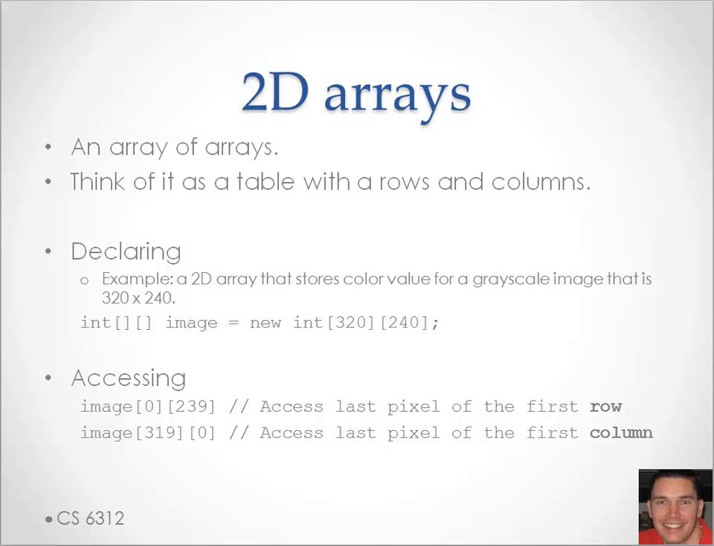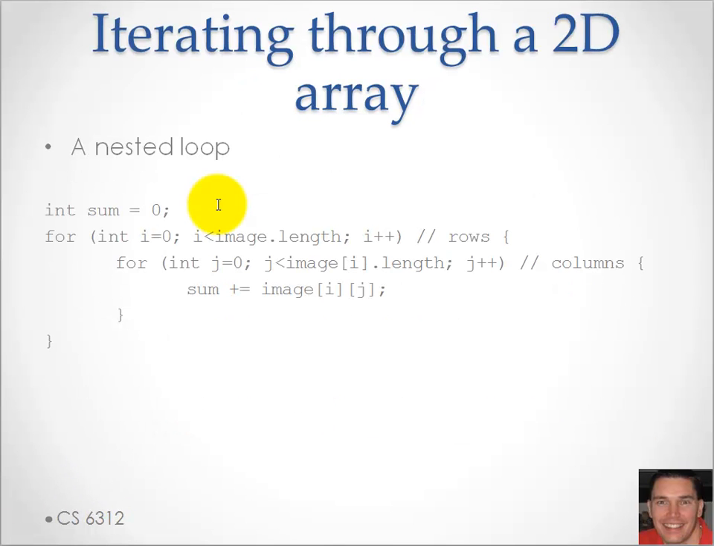The last example I've had here is iterating through a 2D array, and we use a nested loop, which is a loop inside a loop. Here we're going to iterate through the number of rows, and in each row we're going to visit each column of that. So I've got for integer i equals 0, i less than image.length. This is going to return the number of rows that I have in my two-dimensional array, and this is working with that image array that was declared on the previous slide.